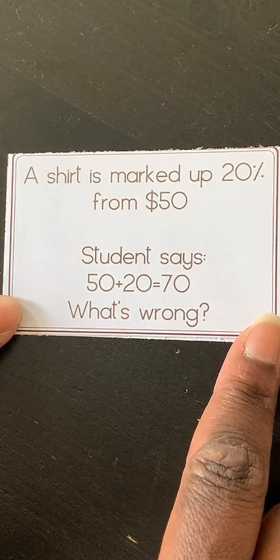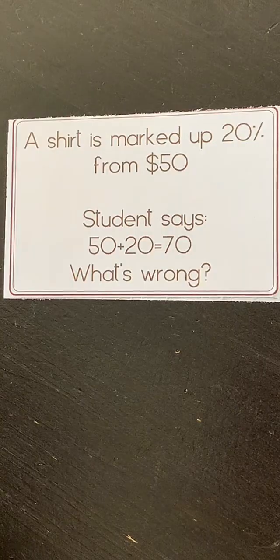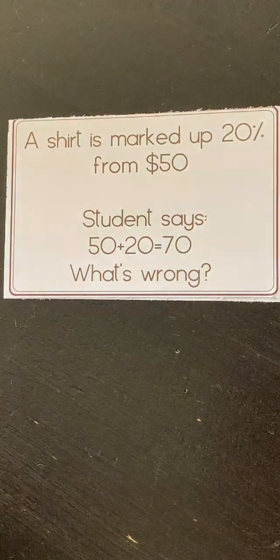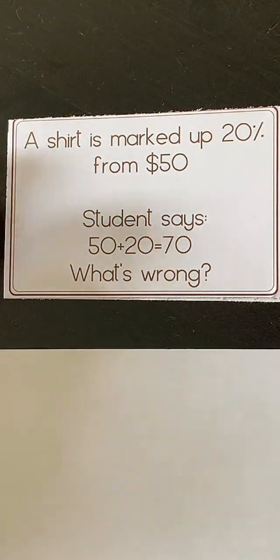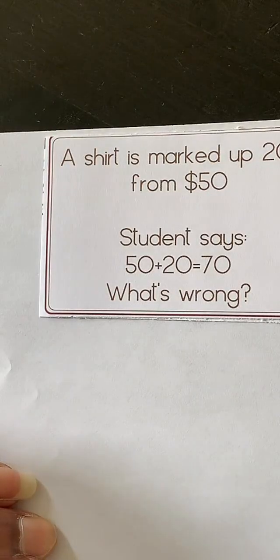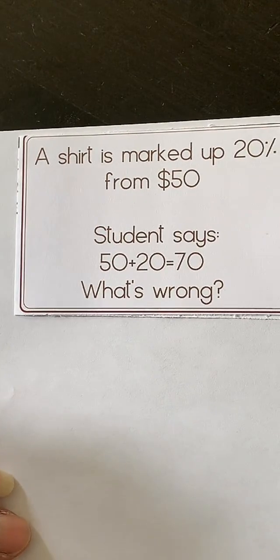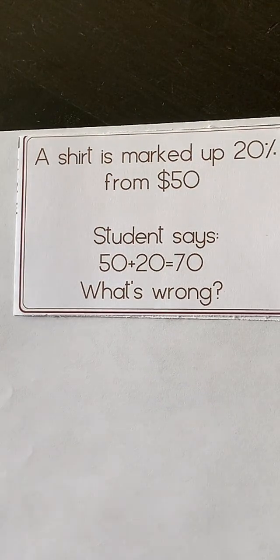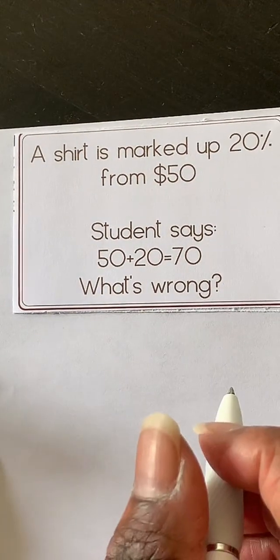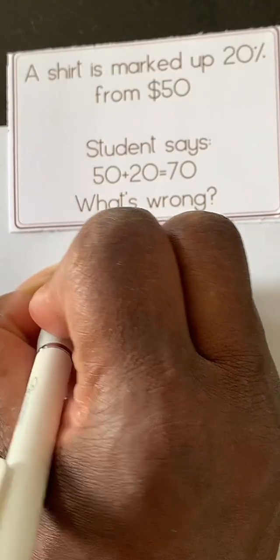So this is what's happening. Maybe if I grab one of my pieces of paper and just walk you through it. Now, if it's marked up 20%, we need to know what that pricing is. I know a lot of people will say, well, you've got to take 20% of 50. So what does that mean? That means I have my original, that's 50.